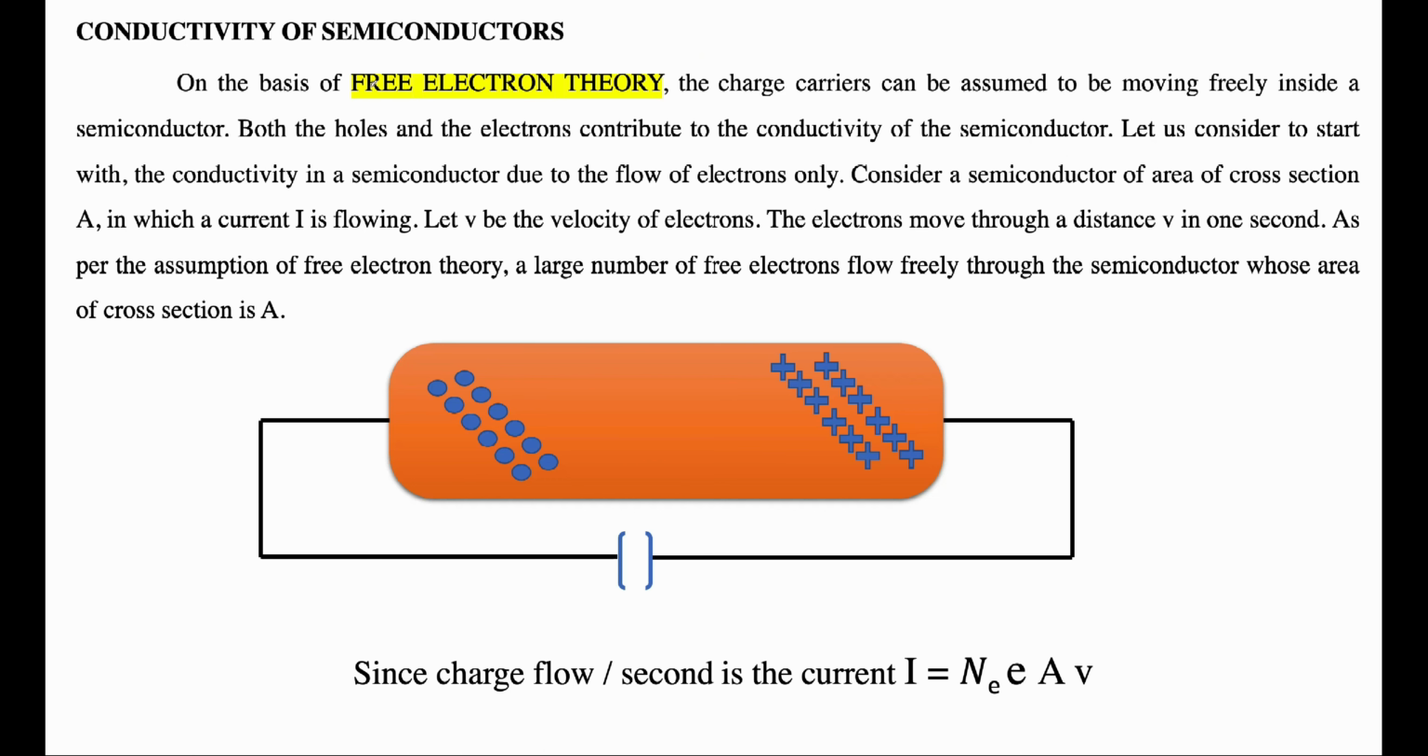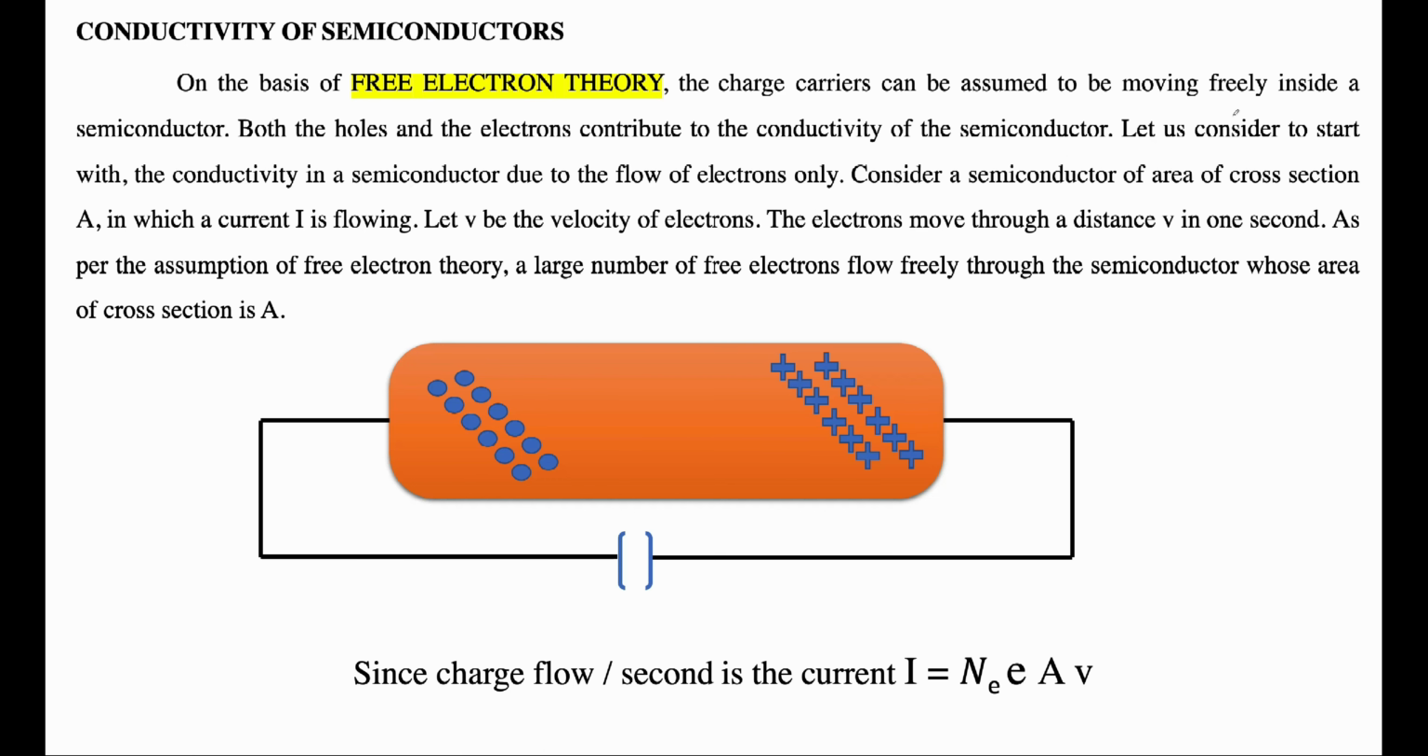As we already learned what is free electron theory. According to free electron theory, we are going to consider these electrons are free to move in the semiconductor. But in the case of intrinsic semiconductor, holes and electrons both are responsible for the conductivity. Due to this reason, here we just consider only electrons. After that, whatever equation we get for electrons, that same equation will be applicable to the holes also.